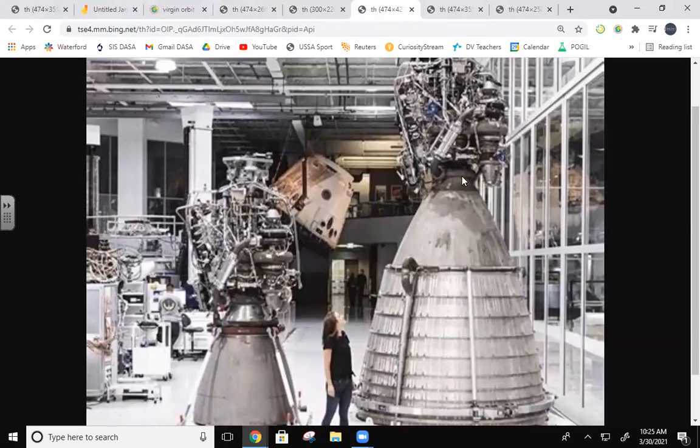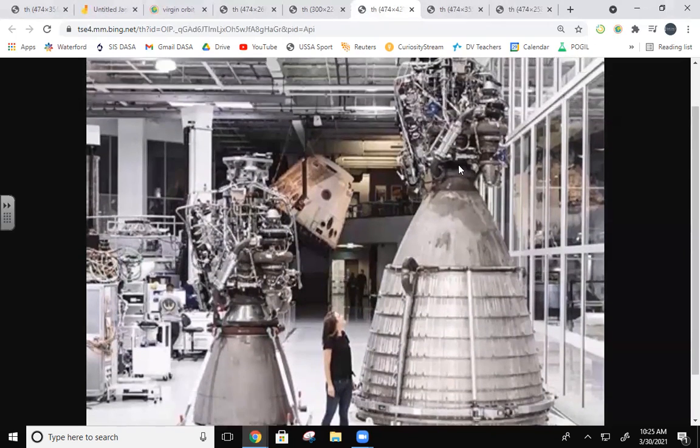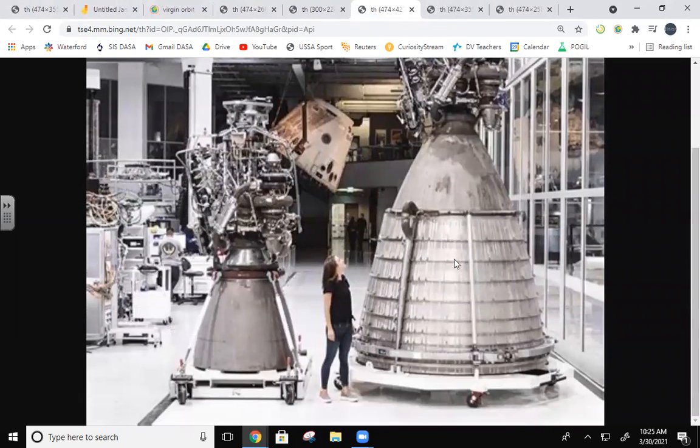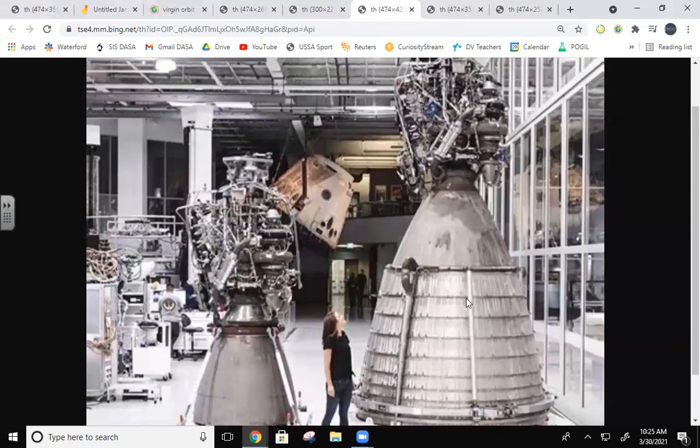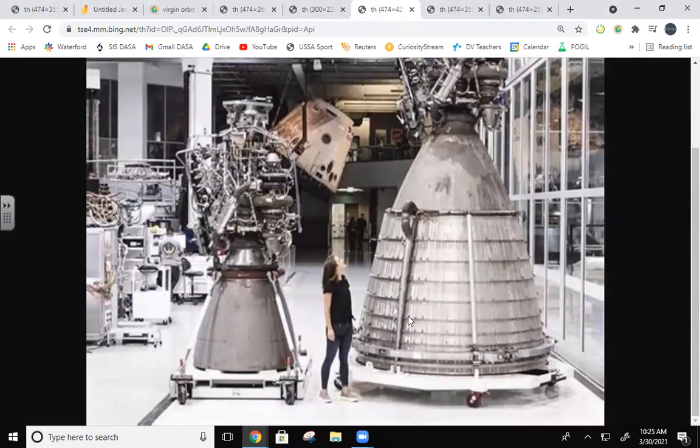Yeah, this is an F1. No, this is not an F1. This is an RS-25, a space shuttle main engine. Gigantic boys. The space shuttle had 3 of these. Human for scale. Is that an adult? Yeah, that's an adult woman. Probably 1.5 meters, something like that. A little shorter than me. She's 3 foot 2. Yeah, I doubt that.